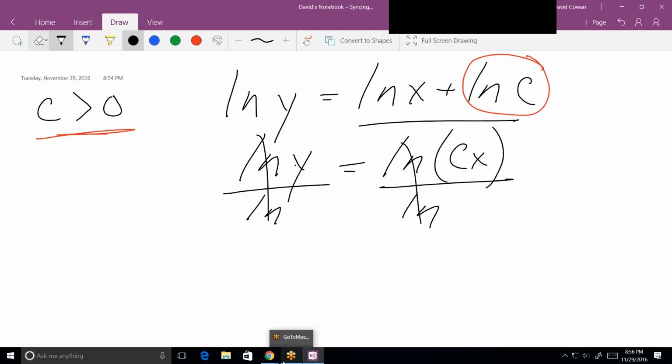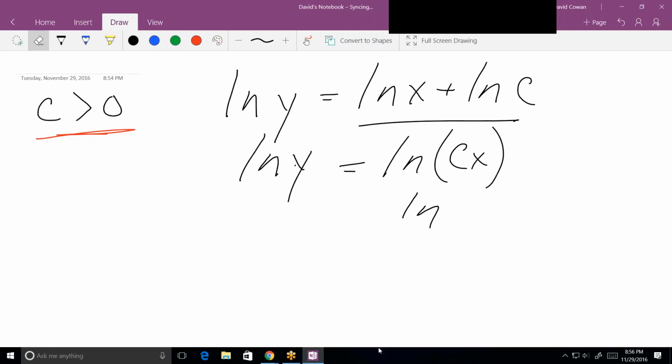Can you divide by a log? No, you cannot. This has no meaning without an argument. You've got to have what I call the argument. I'm not sure if that's what your teacher calls it or not, but whatever you're taking the log of is what I call the argument.